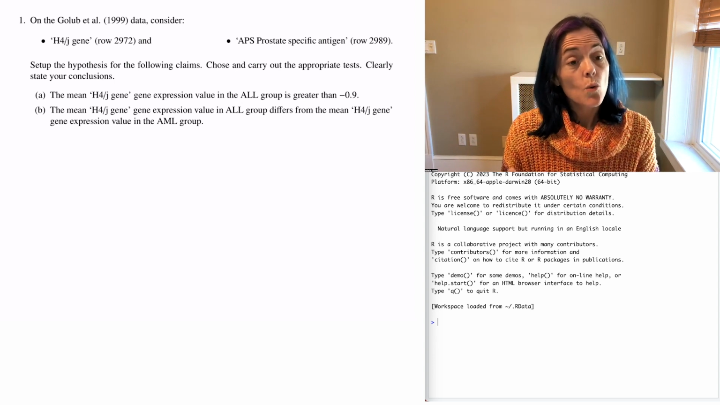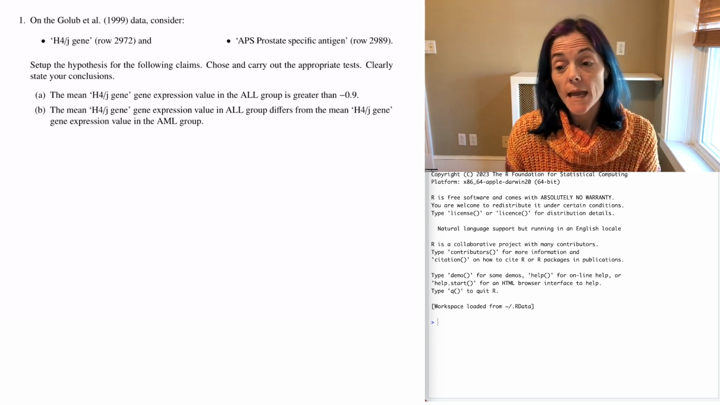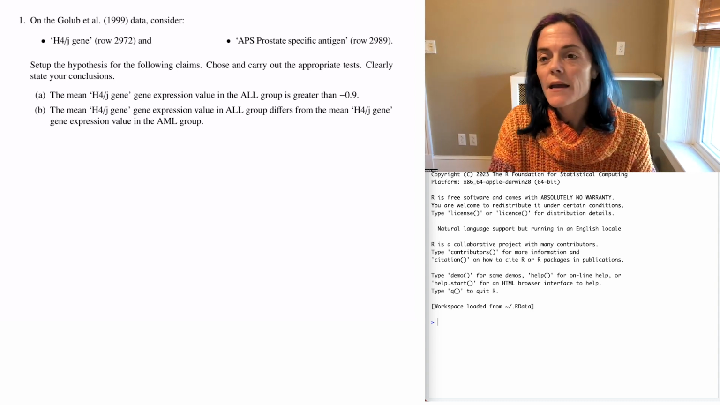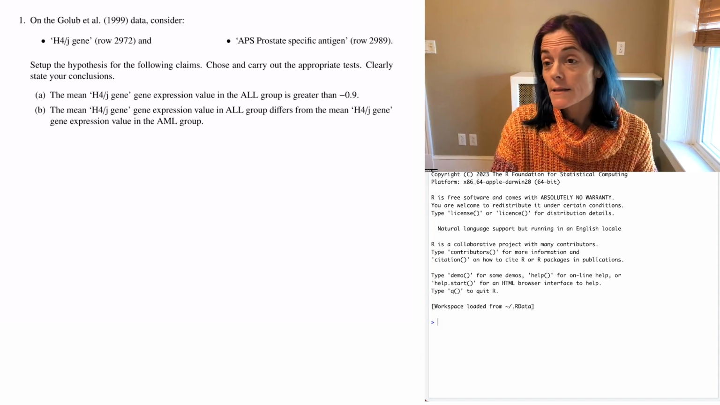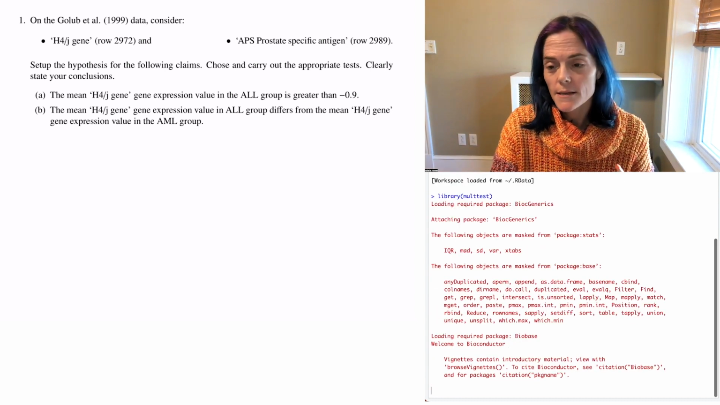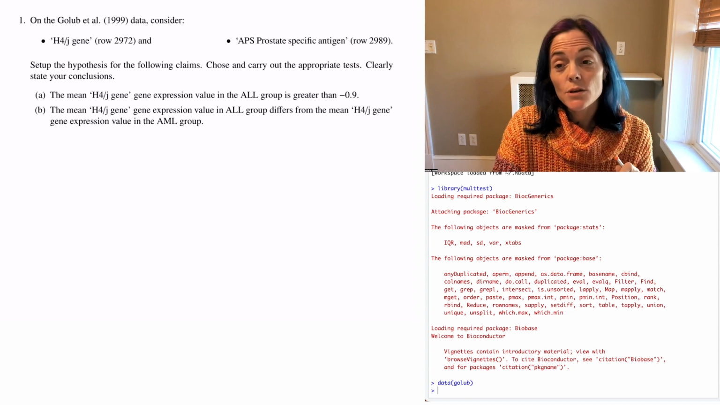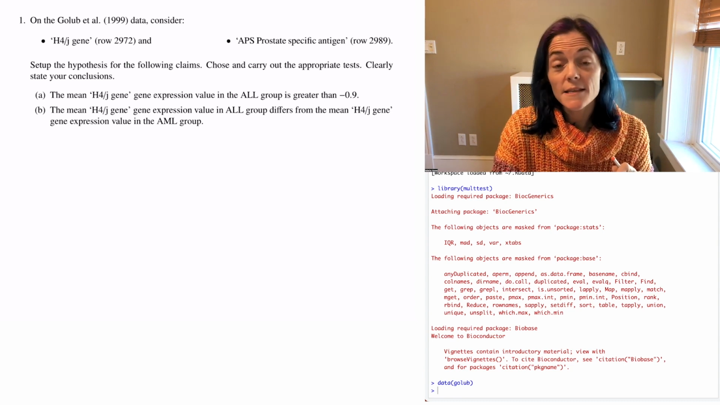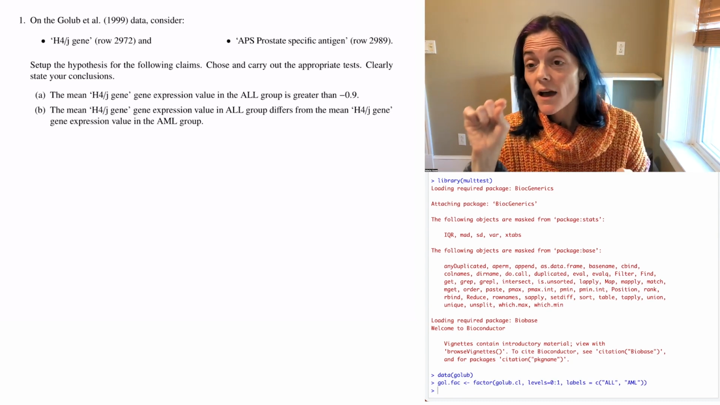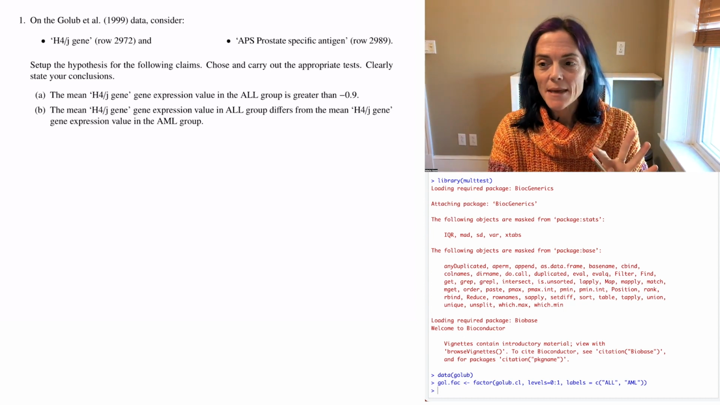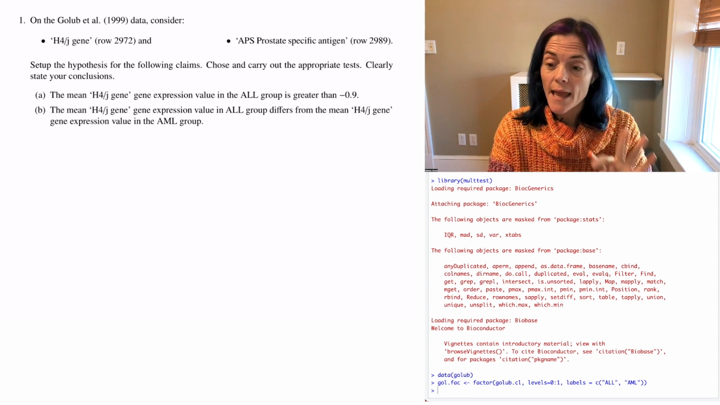Okay, so we need to start with the Golub data. Let me run this part in R. The Golub data is in this library, multtest. And then, as usual, we create this variable gol.fac. We have these two types of leukemia patients, the ALL and AML.